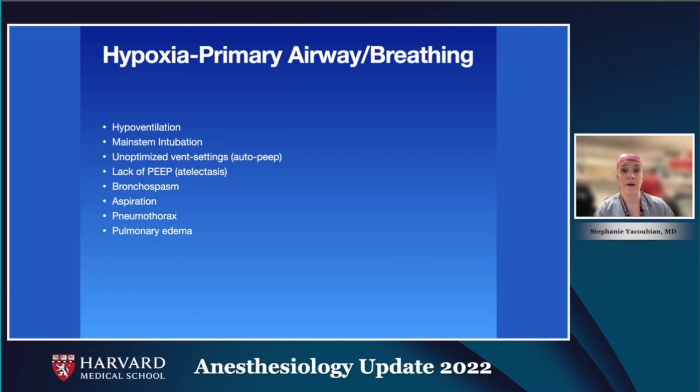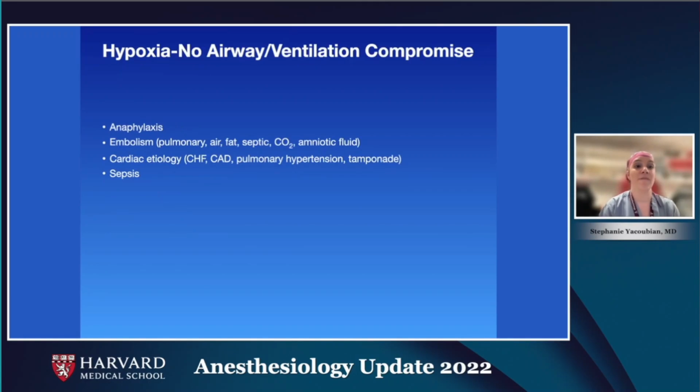Therefore, you can think about hypoxia in terms of two different categories. Hypoxia that is due to a primary airway or breathing issue, for example, hypoventilation, esophageal intubation, unoptimized vent settings, lack of PEEP or too much PEEP, bronchospasm, aspiration, pneumothorax, pulmonary edema. Or you can have hypoxia that is not related to problems with ventilation, but is linked to anaphylaxis, pulmonary embolism, a coronary event, or sepsis. Therefore, all of these will have various branches of how you manage the patient to save them from the hypoxemic event.